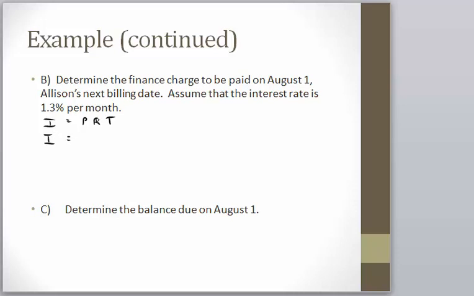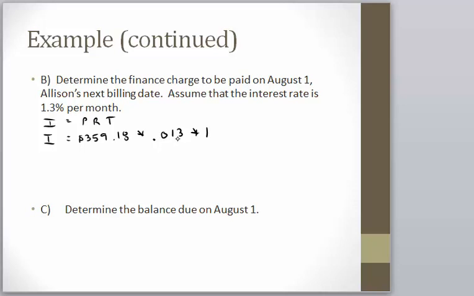We know that the principal is $359.18. That is our average daily balance. And remember that that is what we're using in this method to calculate the finance charge. So average daily balance is $359.18. That's what we found on the last slide. The interest rate as a decimal is 0.013, and the time is 1.